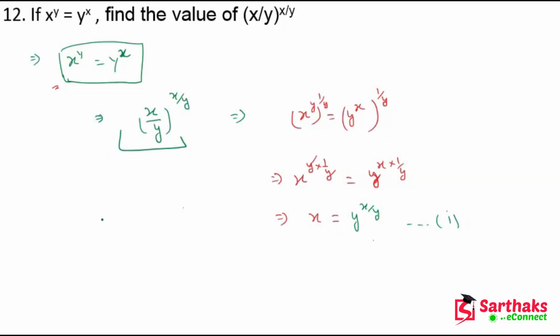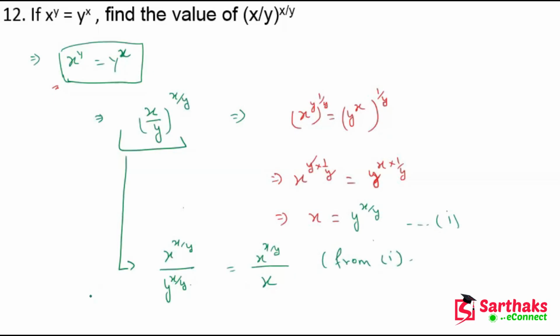Now here we can write this. We have x raised to power x upon y divided by y raised to power x upon y. So from equation 1 we can write y raised to power x upon y as x. So this will become like x raised to power x upon y upon x. This is from 1. My dear friends, I hope you get this point.